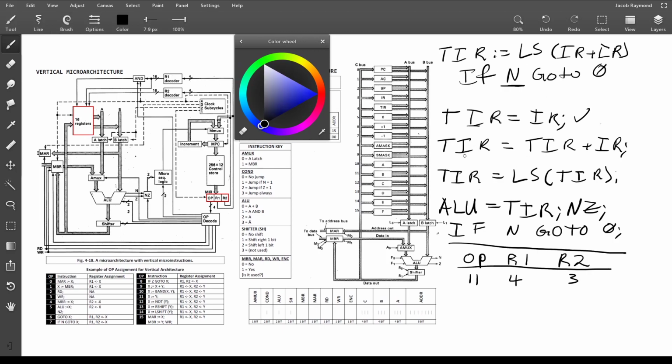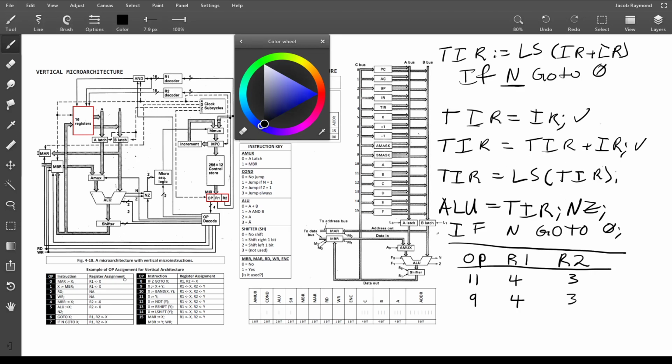Then we have the second one here. This is the addition, so that's operation number 9. Again here, X, which is R1, is TIR. R2 here is going to be IR, because we're doing X equals X plus Y. Y corresponds to R2. Y is IR. IR is 3, so R2 is 3. So that's the second operation completed.